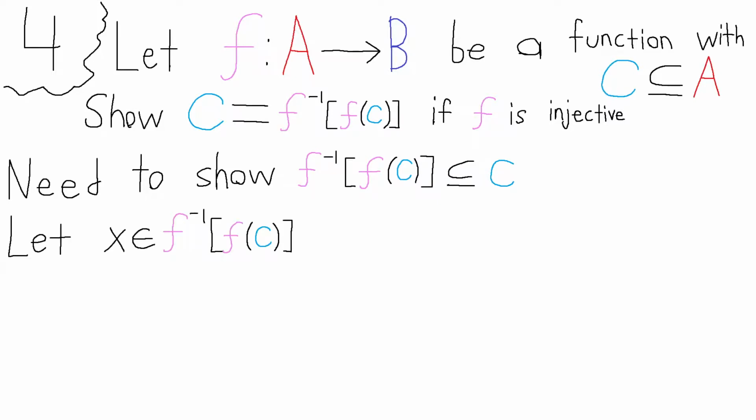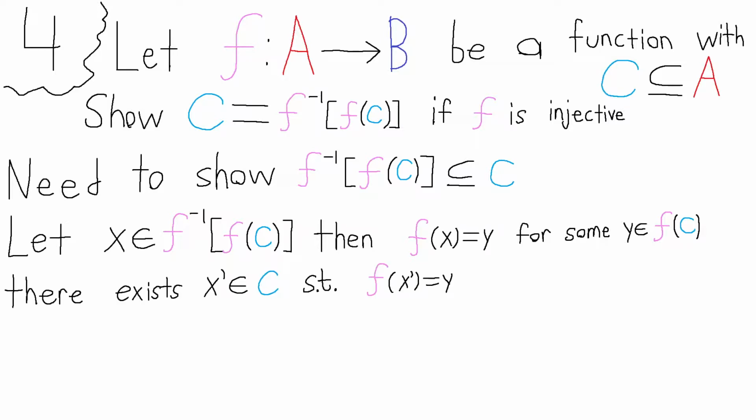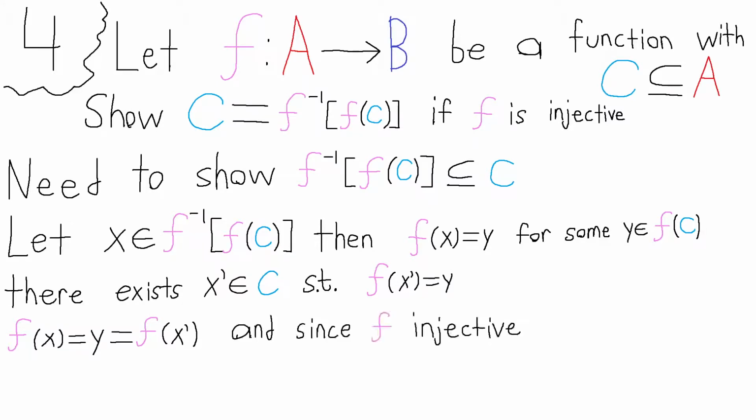Let x be an element of the preimage of the image of C. Then this means that f of x equals y for some y that's an element of the image of C. This means there exists some x prime in C such that f of x prime equals y. f of x and f of x prime are both y, so f of x and f of x prime are equal to each other. And since f is injective, this means that x equals x prime, so x is an element of C.